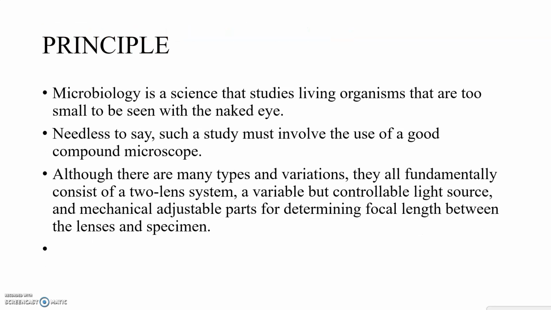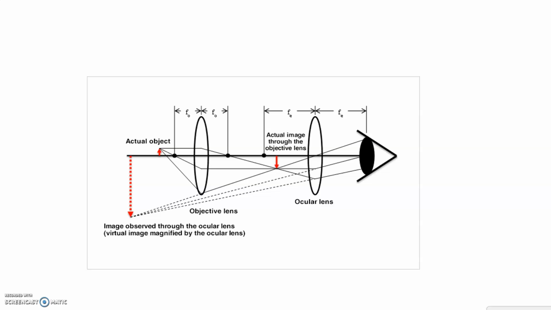So next is the principle. Microbiology is a science that studies living organisms that are too small to be seen with the naked eye. Needless to say, such a study must involve the use of a good compound microscope. There are many types and variations, but all fundamentally consist of a two-lens system, a variable but controlled light source and mechanical adjustable parts for determining focal length between the lenses and specimens. So this is the principle.